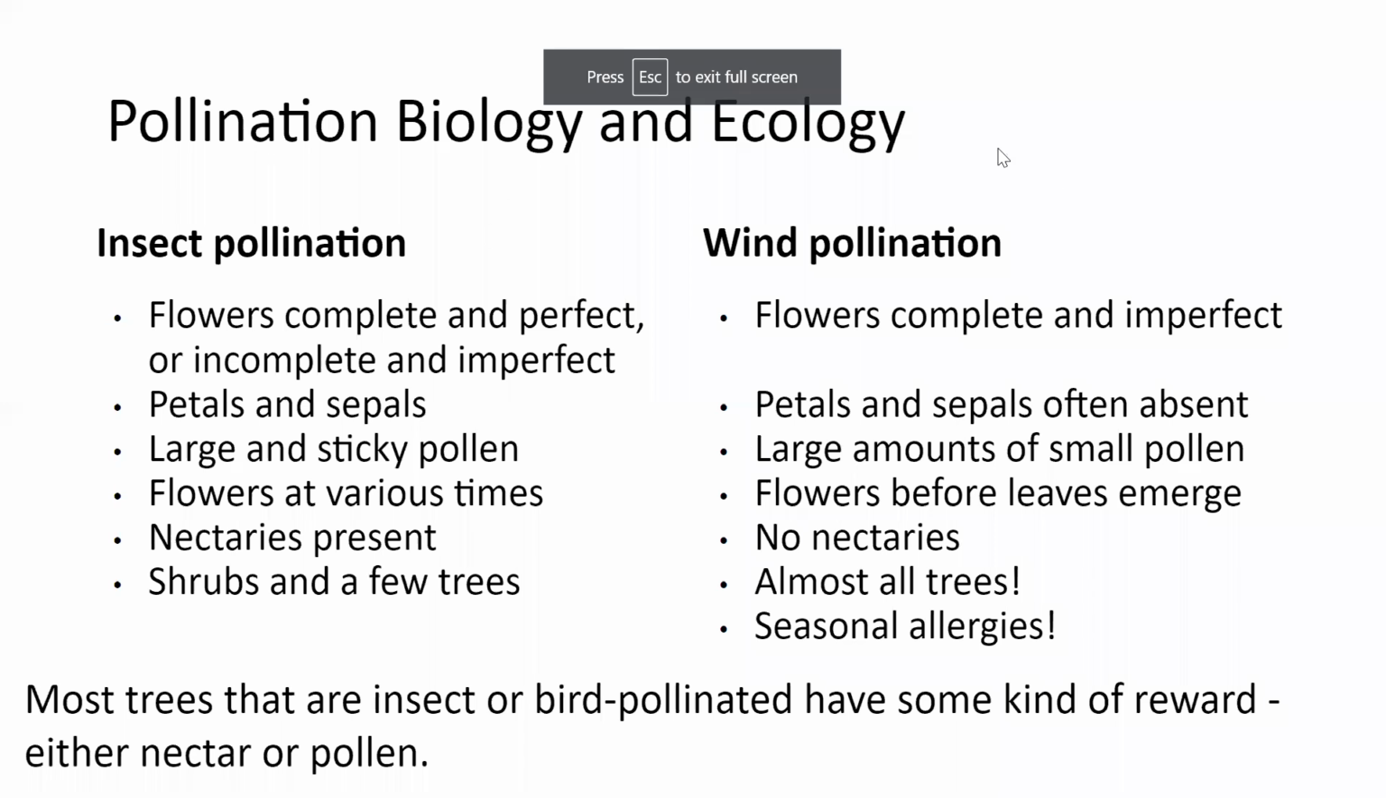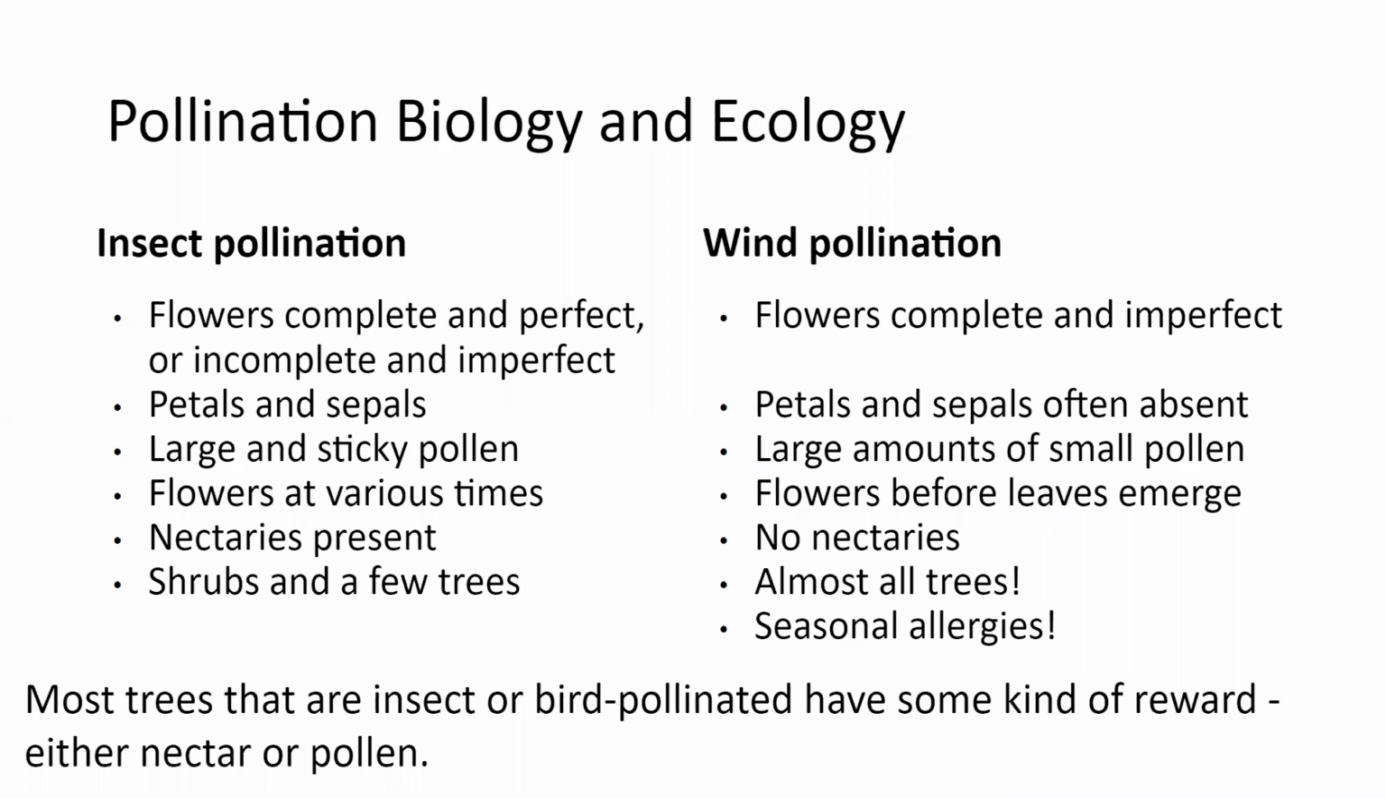So I just made this little quick list to compare insect and wind pollinated flowers. That way, if you're looking at flowers, you can think about whether it's probably insect or wind pollinated. So in insect pollination, flowers are usually complete and perfect, right? So they have all four types of tissue. They have male and female parts. Sometimes they are incomplete and imperfect, in which case they don't have all four parts and they're missing the male or the female. Wind pollinated are often complete and imperfect, right?